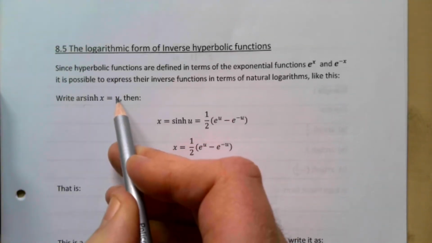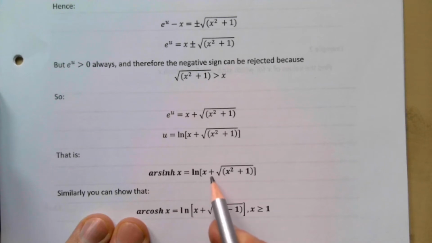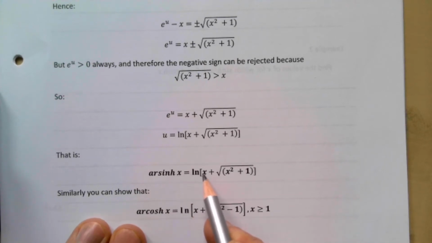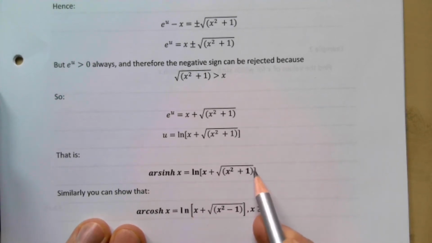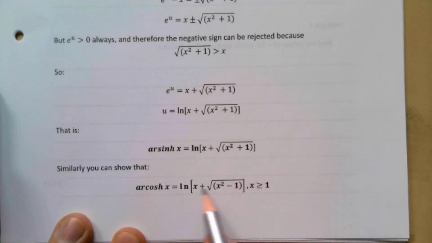If you remember, we defined u as arsinh x. So we can write arsinh x as ln of x plus the square root of x squared plus 1. This one's given in your formula booklet. Similarly, you can show that arcosh x is ln of x plus the square root of x squared minus 1, where x is greater than or equal to 1.